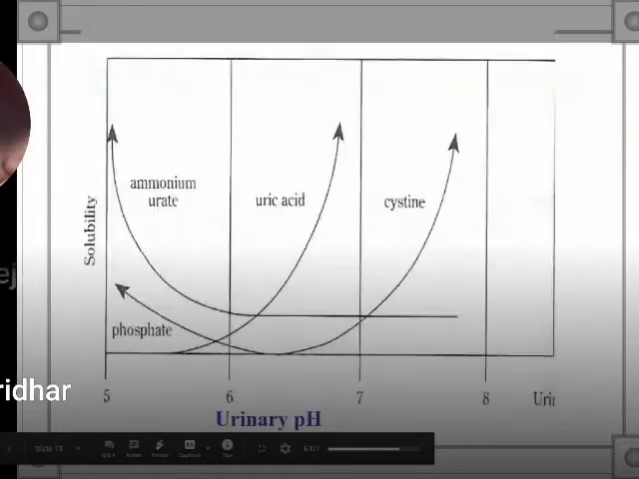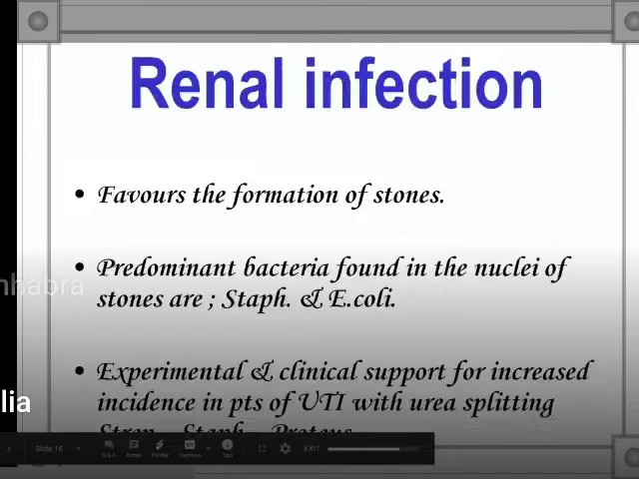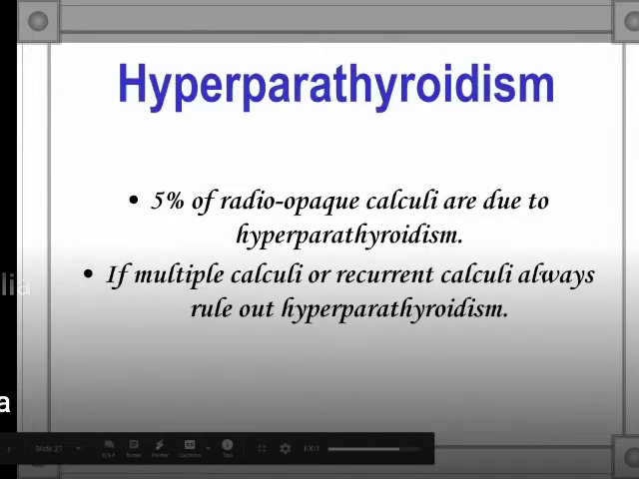Various theories, and how these factors come into play, what the causative factors are, and those factors will guide you in how you have to treat. And we discussed different types of stones and how they are formed.